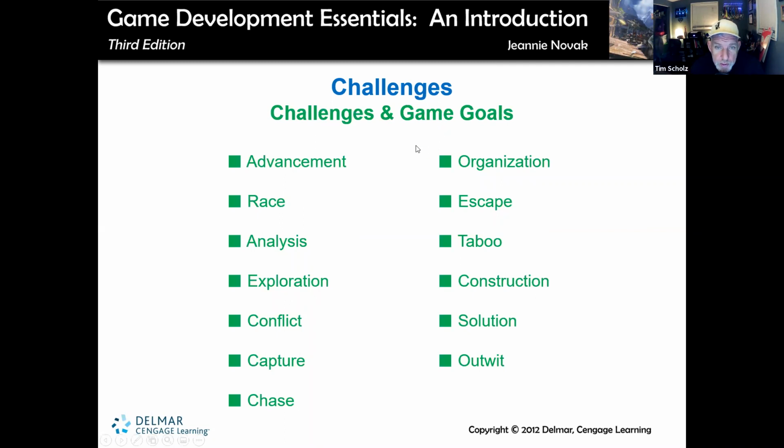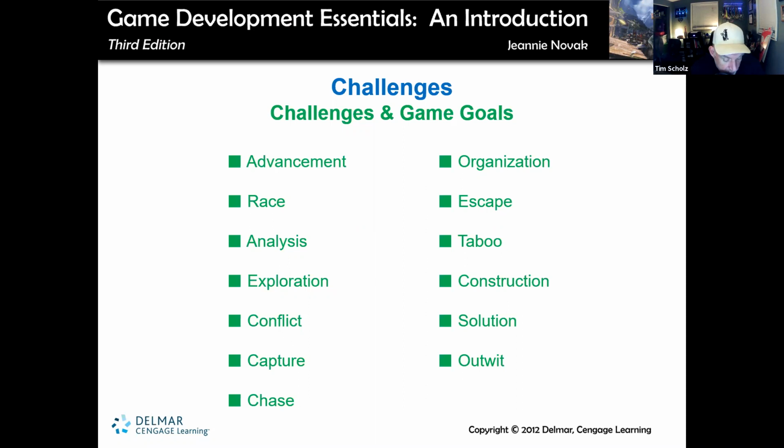So when you look at challenges, there are some categories here that relate to game goals. One of the first game goals associated with challenge is advancement. Basically, the goal of your challenge is to advance or to reach a higher level. Sometimes the game goal is a race, where you're racing against something or racing against time to finish something before someone else does or before time runs out.